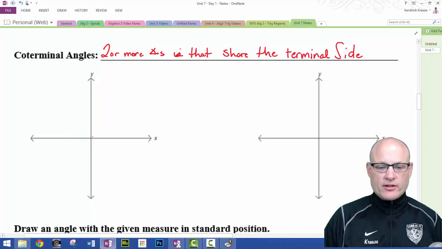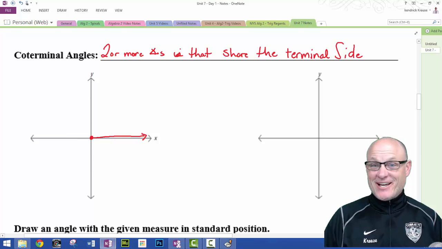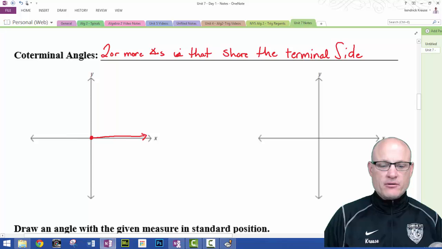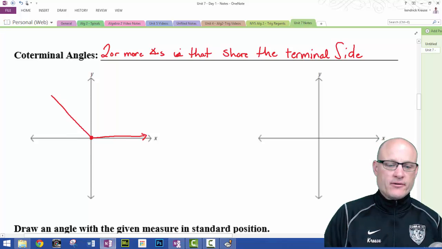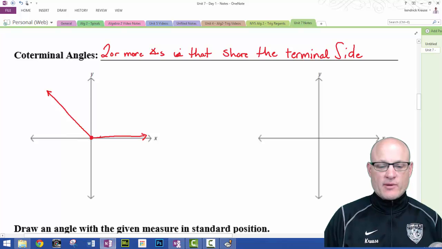So let's draw an angle in. There's my initial side, straight along the positive x-axis, or as best I can do. And I'll draw that ray in. Okay, so here's my angle.